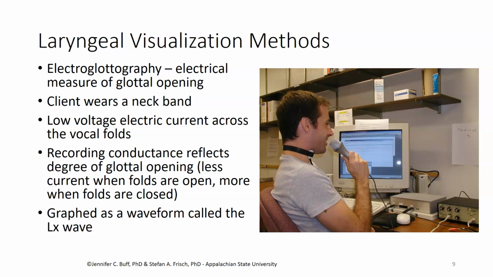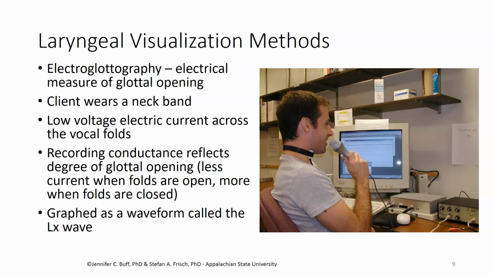In electroglottography, an electrical signal is generated that relates to glottal opening. The client wears a band around their neck that has 2 electrodes on it. A low voltage electric current travels from one electrode to the other, including across the vocal folds. Recording how much conductance of electrical signal reflects the degree of glottal opening. Less current travels when the vocal folds are open because electricity doesn't travel across air very well, and more current travels when the vocal folds are closed.